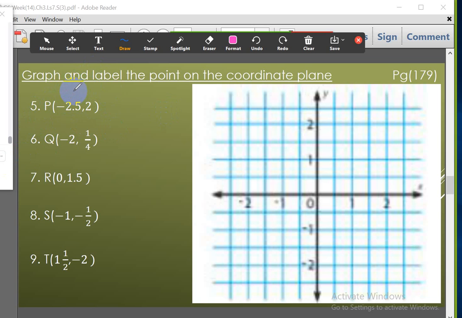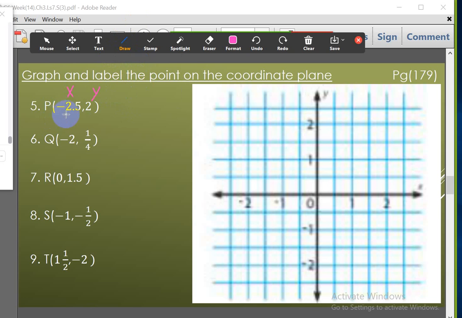The X always, I told you, in the ordered pair, the X is the first coordinate. The first number is the X. The second one is the Y. That will be always. That means the X is negative 2.5 and the Y is 2. As I told you, all the time, the first number in the ordered pair is the X, the second one is the Y. That means I have to locate P.